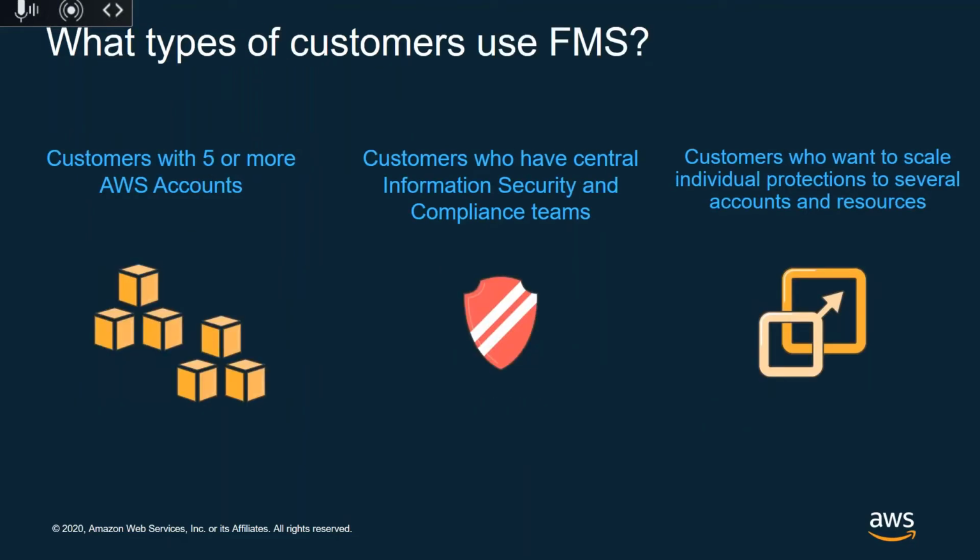Here we'll describe what kind of customers typically use FMS. If the use cases alone aren't enough, you can also think about how you fit into these different categories. Typically what we see when we start talking about scaling up is that customers with 5 or more AWS accounts are usually the type who come to FMS, citing the need to scale more effectively. Also customers who have central information security and compliance teams who want that single pane of glass view across all of their applications and resources, as well as customers who want to scale individual protections across several accounts and resources.